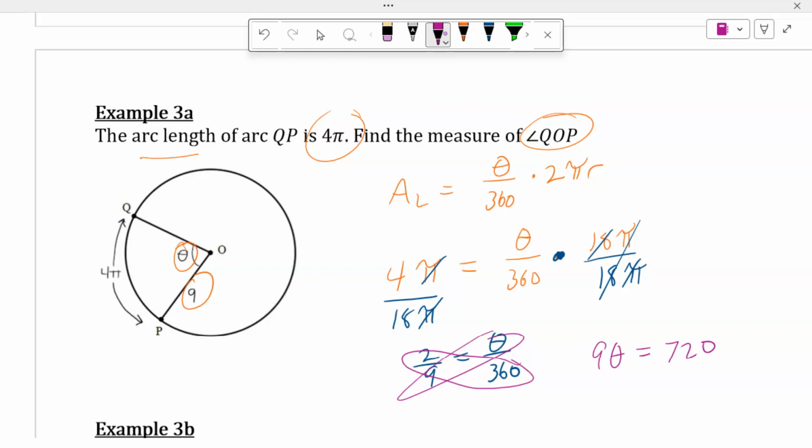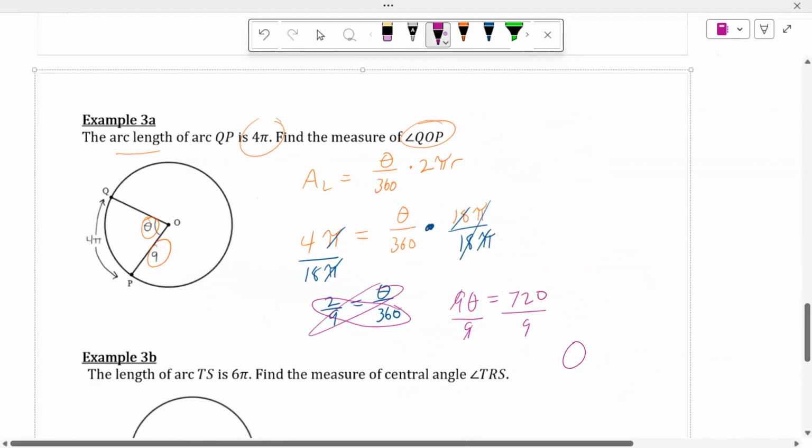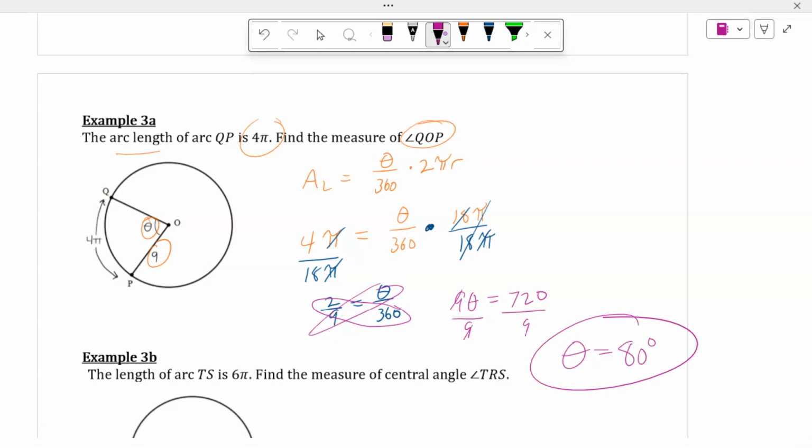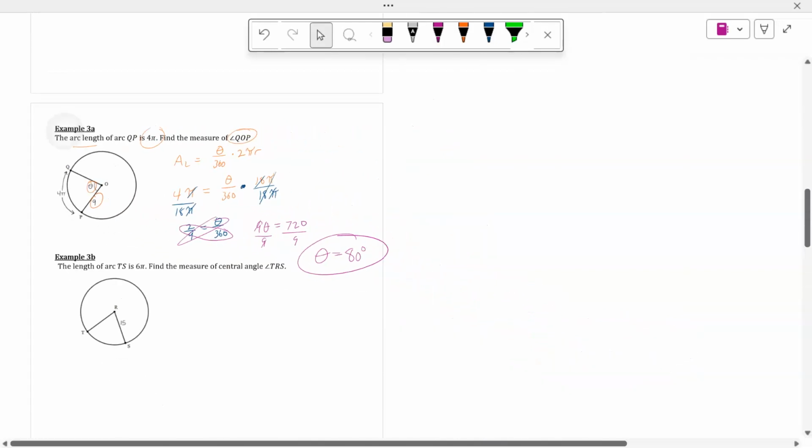And then we ask ourselves, is theta by itself yet? No. We're going to divide both sides by 9. Well, I know 9 goes into 72 8 times, so it must go into 720 80 times. So these are going to cancel, and we're going to be left with the central angle theta is 80 degrees. Don't forget the degree symbol. You don't want to lose a point for not including degrees.